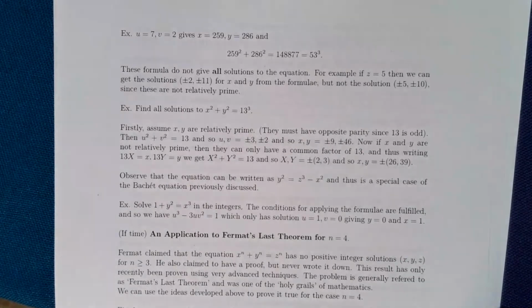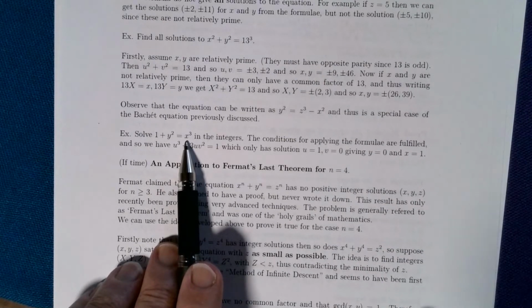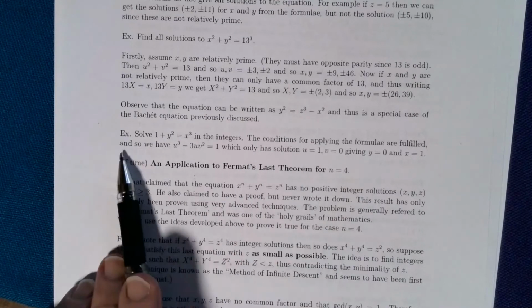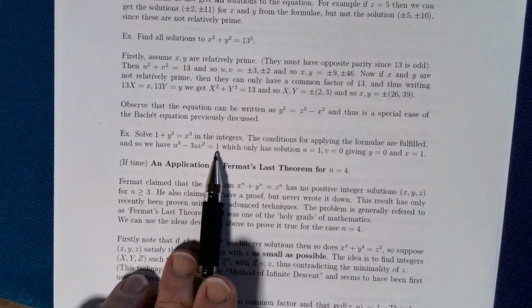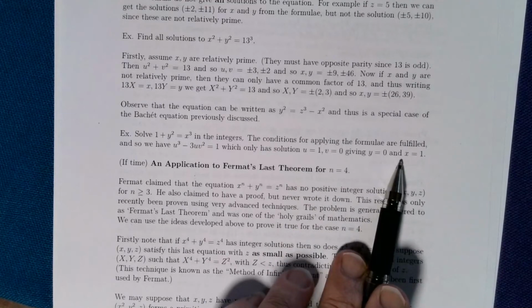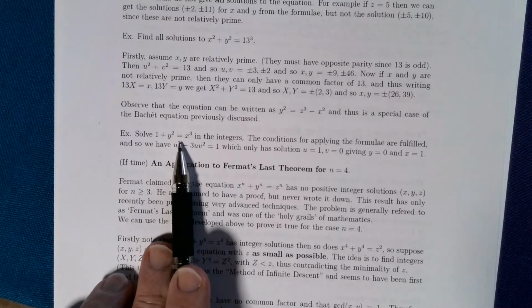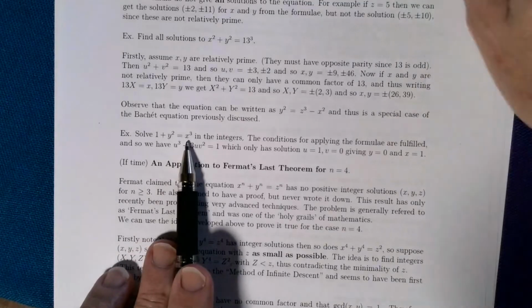Well, just as an example, we solve 1 plus y squared is x cubed. In the integers, the conditions for applying the formulae are fulfilled, so we have u cubed minus 3uv squared is 1, and the only solution to that is u is 1 and v is 0, giving y is 0 and x is 1. And that's the only solution where we have 1 plus a square is a cube. Interestingly, if we say 1 plus a cube is a square, then we have more solutions to that equation.